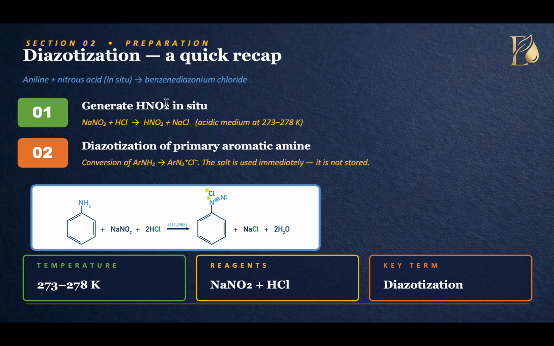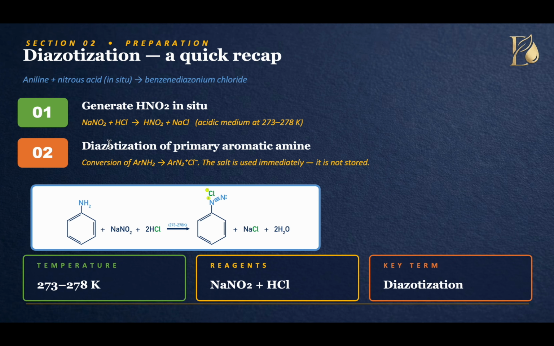So why are we generating nitrous acid in situ? In situ means within the reaction itself we are generating the nitrous acid, because nitrous acid is not stable, so we cannot store the nitrous acid. So we are generating nitrous acid in situ using NaNO2 and HCl. So NaNO2 plus HCl gives HNO2 plus NaCl. This is a reagent for the preparation of diazonium salt.